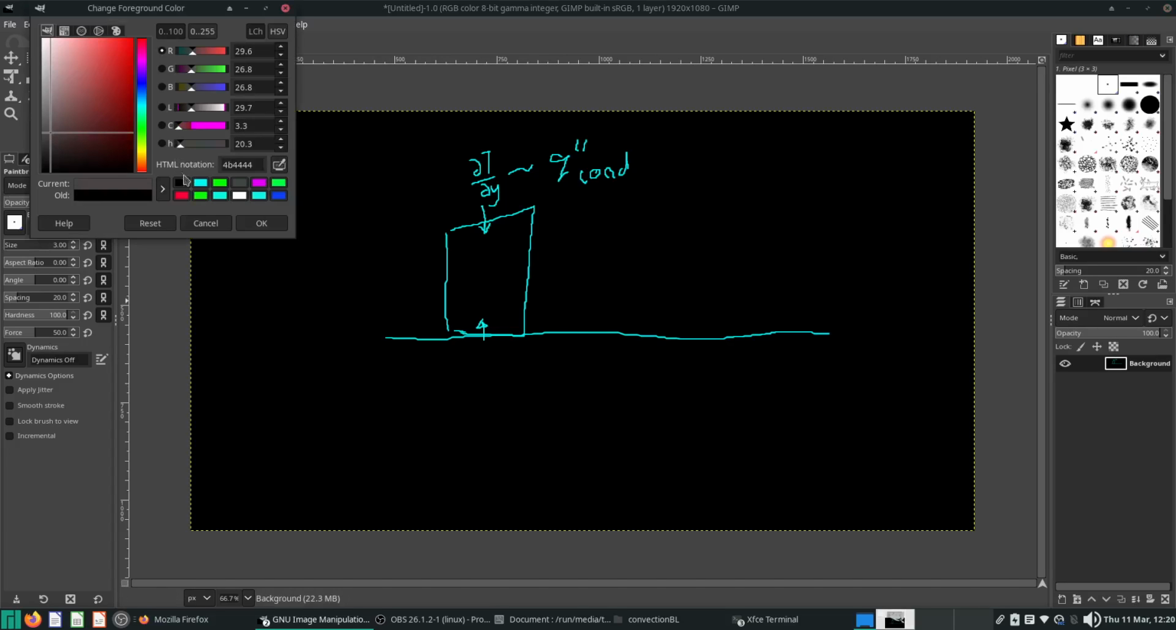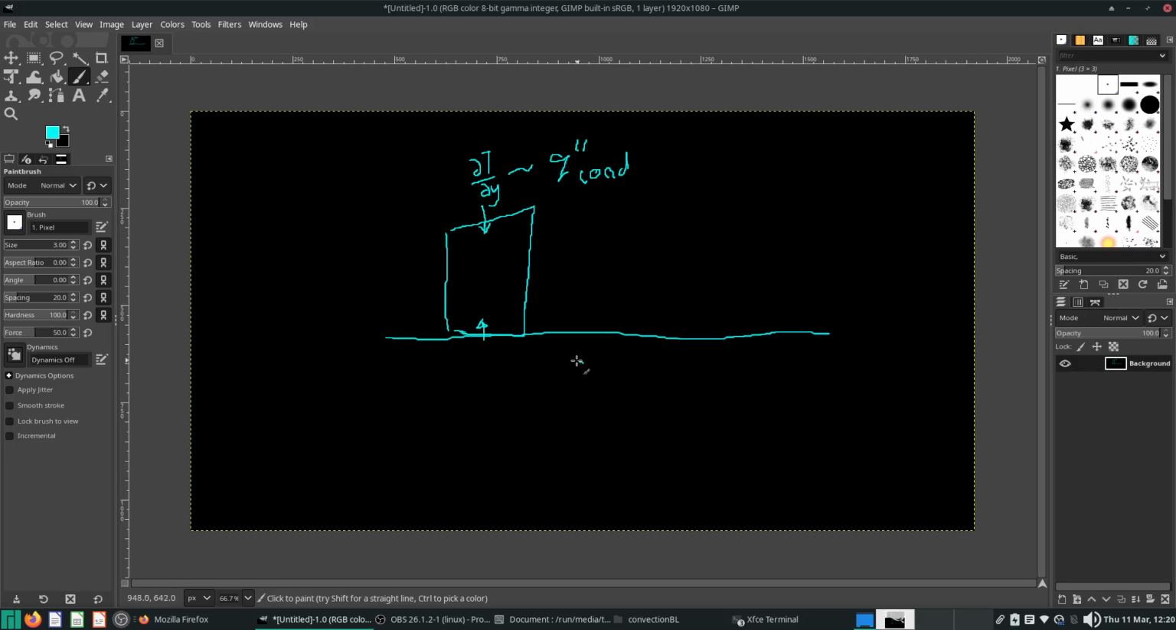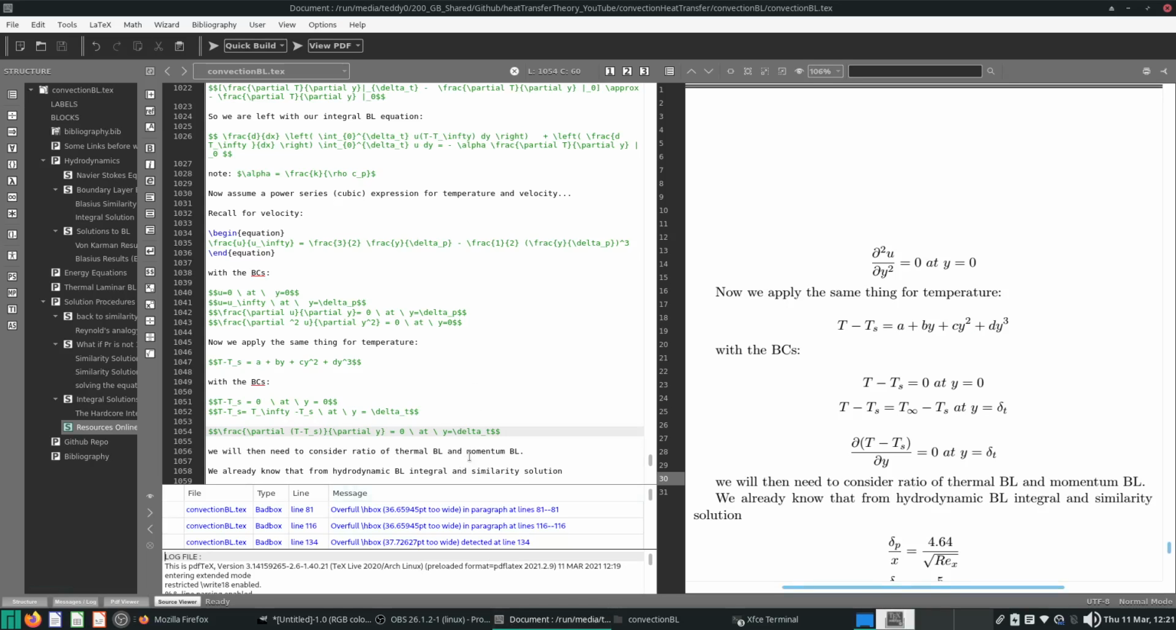So the conduction heat flux at all these other points is pretty much 0, except the heat conduction at the surface. So that's fine. This still checks out.